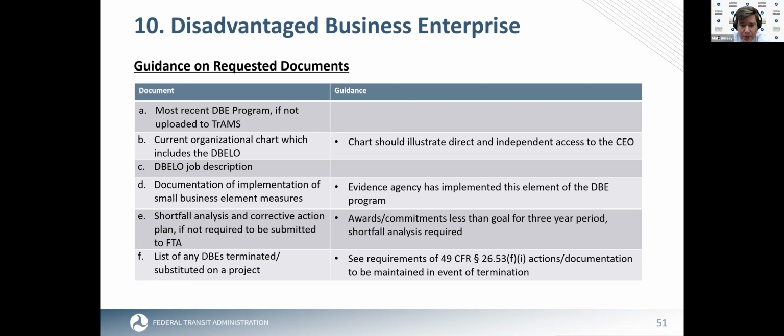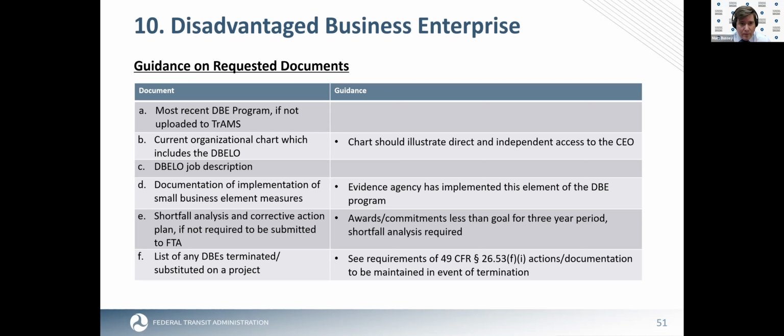Item E, shortfall analysis and corrective action plan, if not required to be submitted to FTA. What we're talking about here is you establish a DBE goal, and your DBE goal is always a 3-year goal. And if you don't happen to meet that DBE goal in any particular federal fiscal year, then you are required to create a shortfall analysis that basically says, here's what our goal was, here's how we underattained and did not meet our goal.